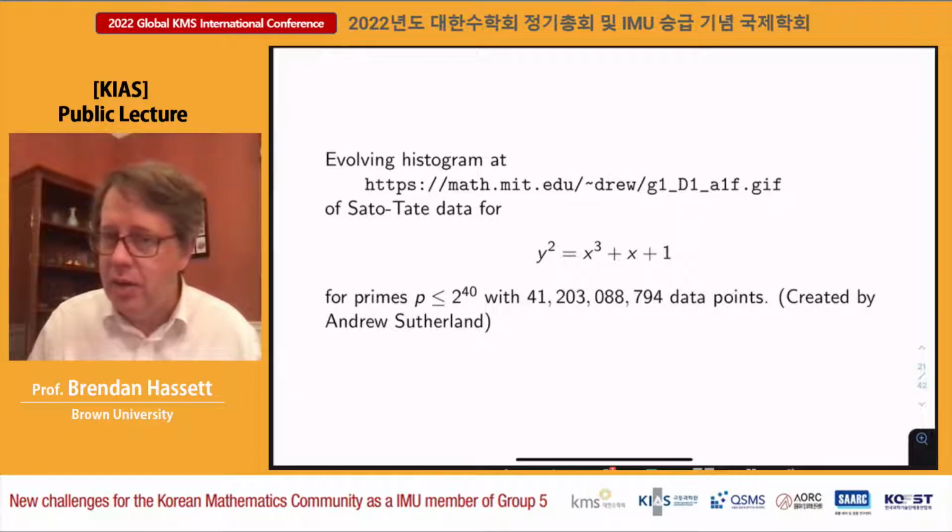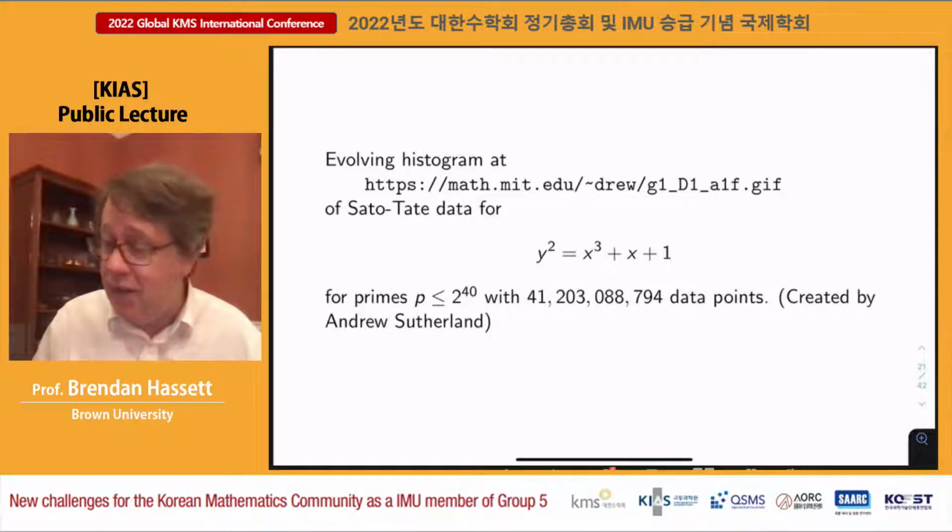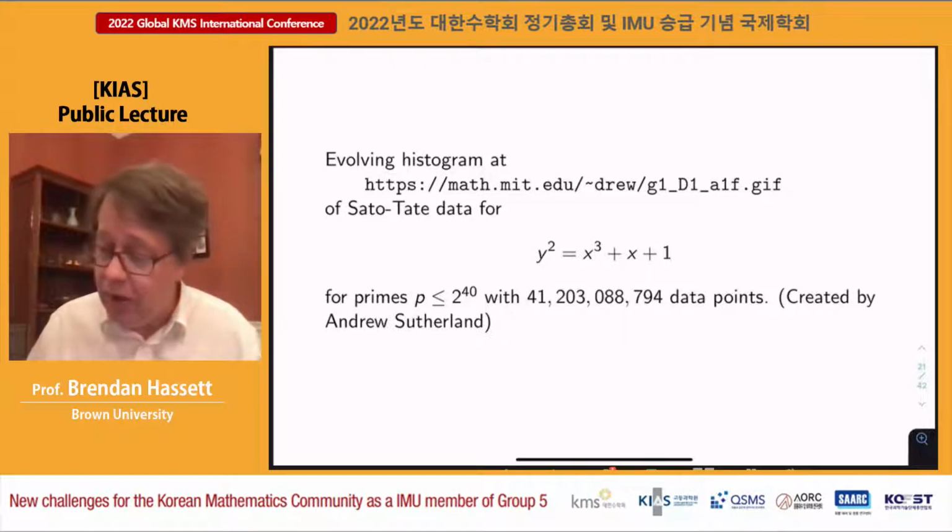So my colleague Andrew Sutherland had 41 billion data points. If that's not big data, I'm not sure what is. And so basically every one of these instances of the Sato-Tate data and the proof involve huge data sets that support this.